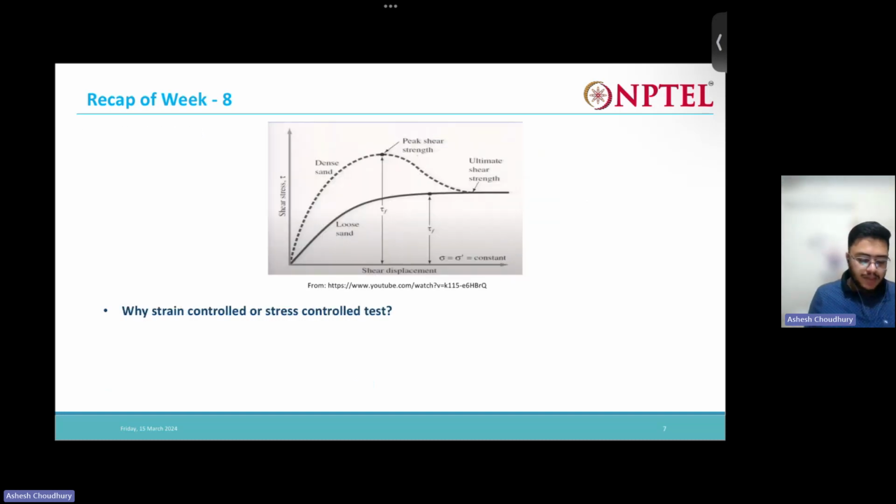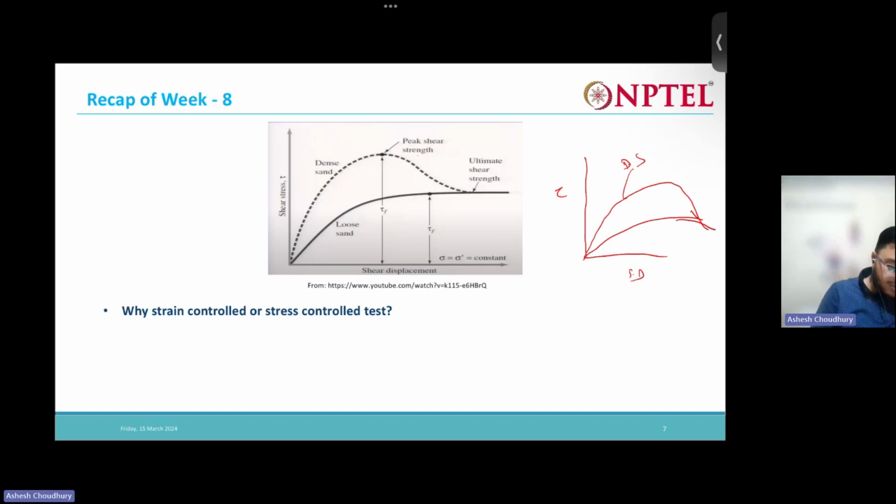Okay, and from this test, as I said, you will get shear stress and shear displacement. As the test progresses, starting from zero, the stress will increase and increase, it will reach the peak and then it will fail. This trend is generally seen for dense sand. For loose sand we generally see a trend like this: a gradual monotonic increase. There is no dip from the peak. So for loose sand this is the behavior, and this one you can say is the failure shear stress.